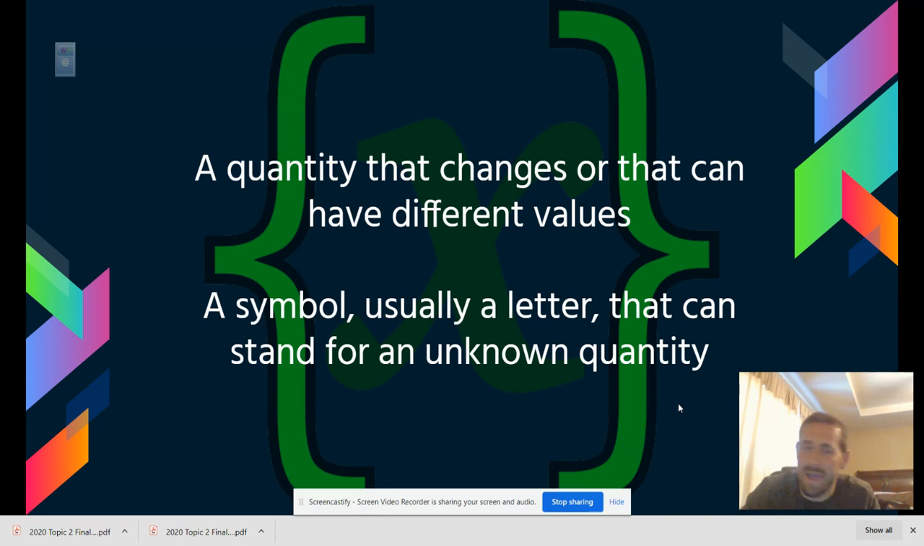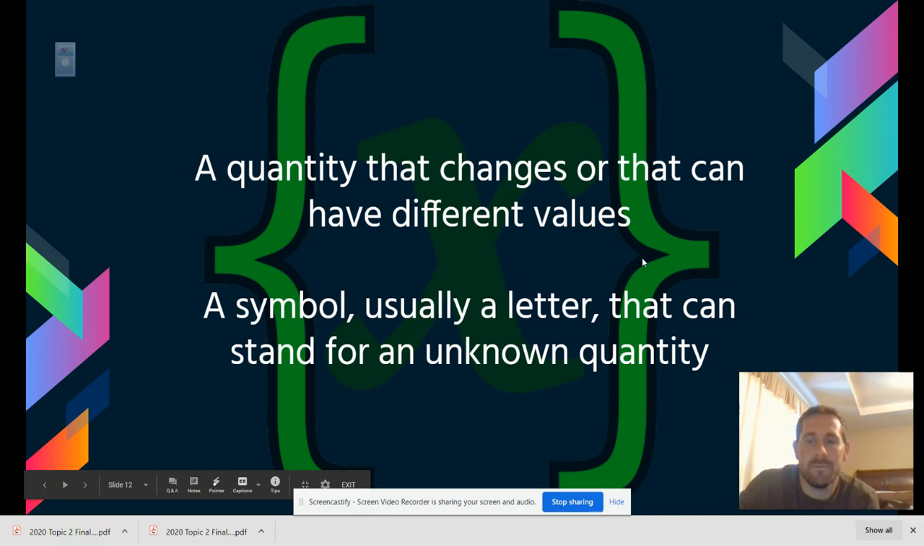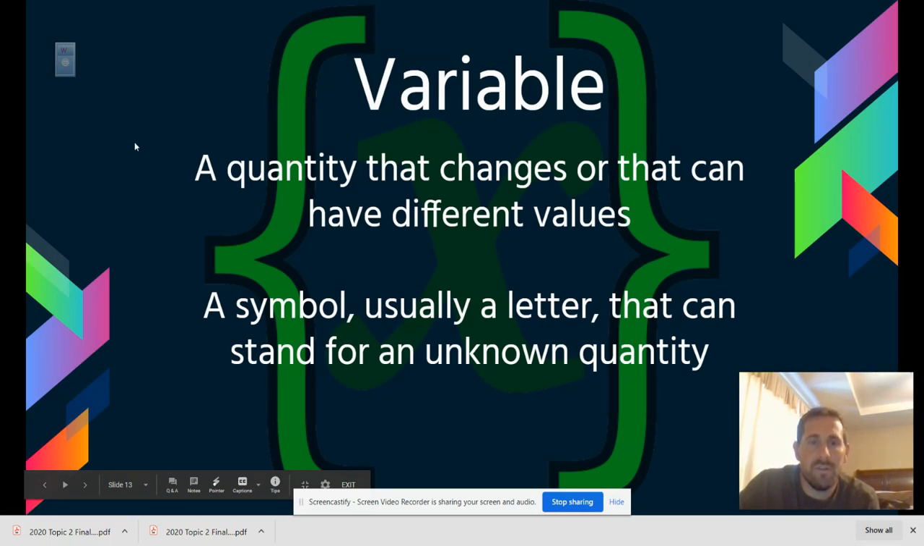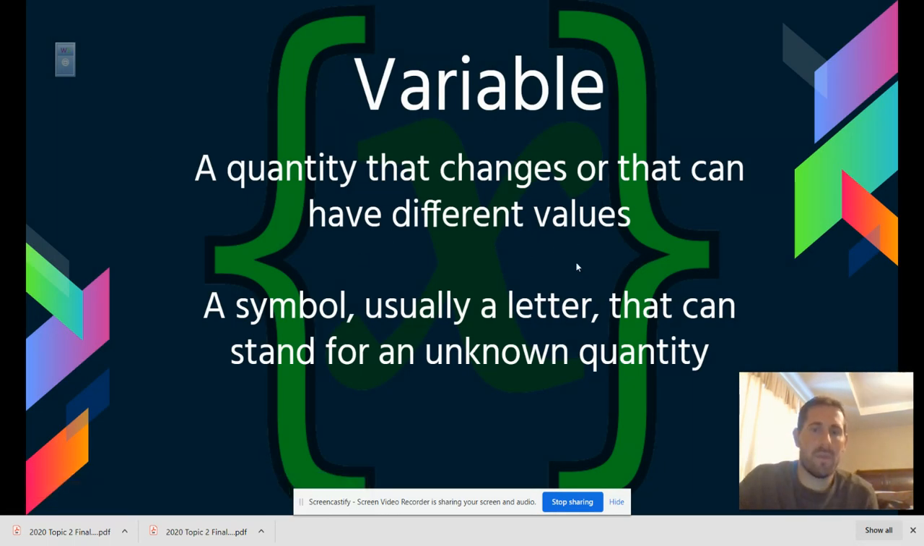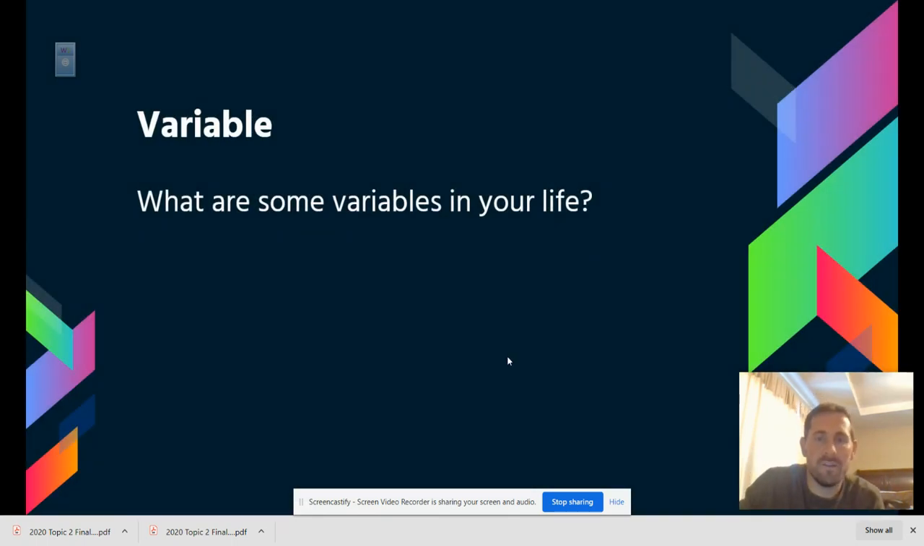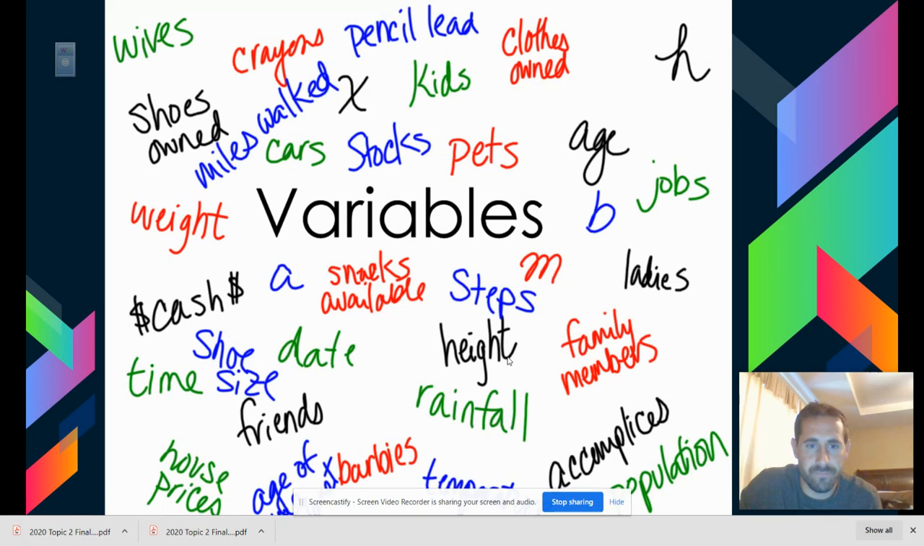So maybe in the past you've seen, like, I don't know, like 4 in a box equals 12. So 4 times this box equals 12. Well, what is that box? That box equals 3. We could have had that box, or we could have said 4n equals 12, and n would have equaled 3. So that is known as our variable. So, okay, what are some variables in your life?